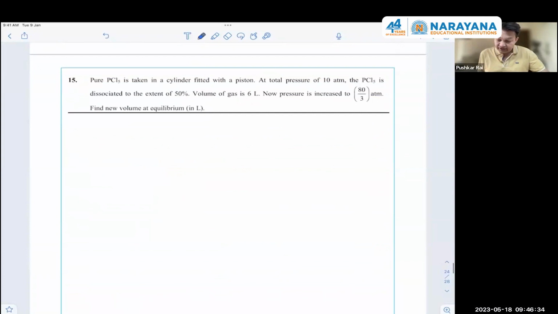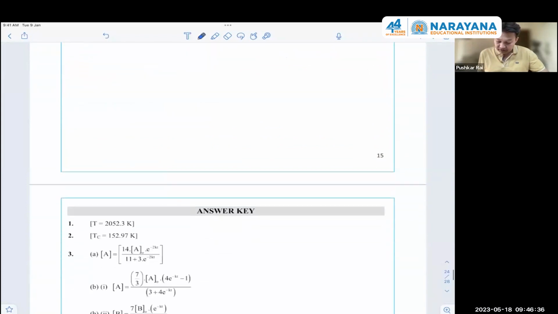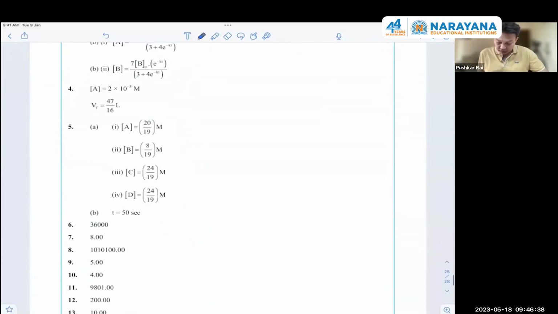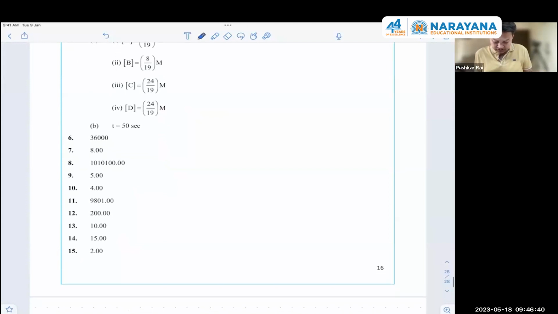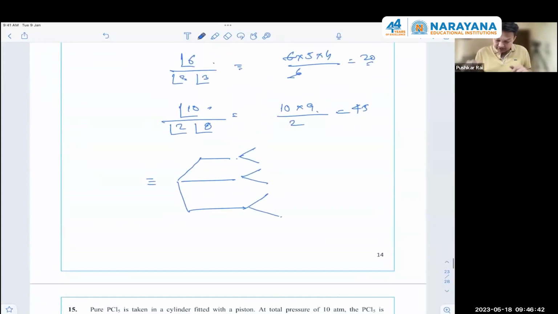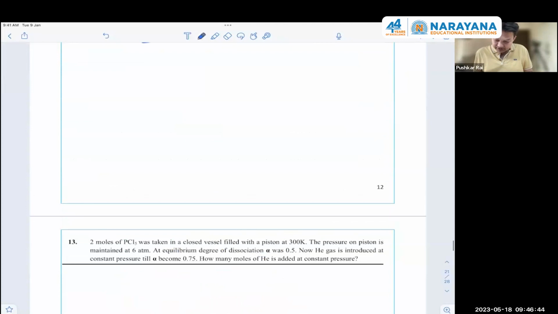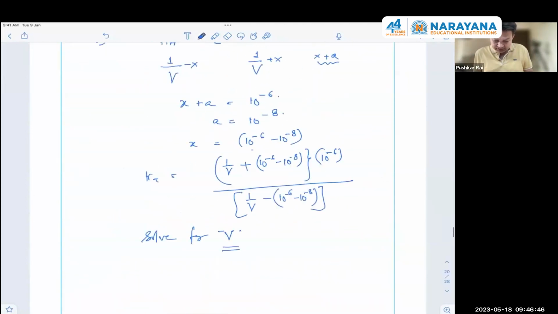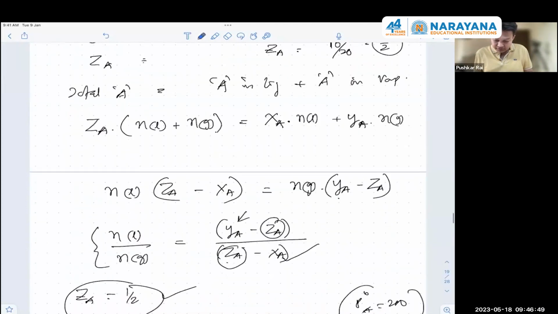Yes. Question number 15 is also a routine question, and you can easily do it. So sorry for this question. Why am I not getting it? Still, it is haunting me. Next class, I'll tell you the simple method for PCl, which one?